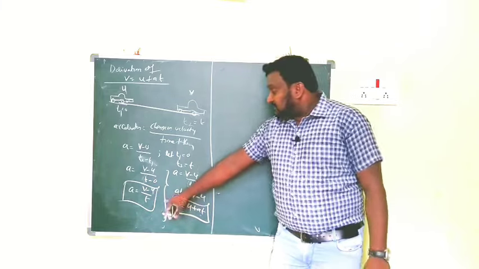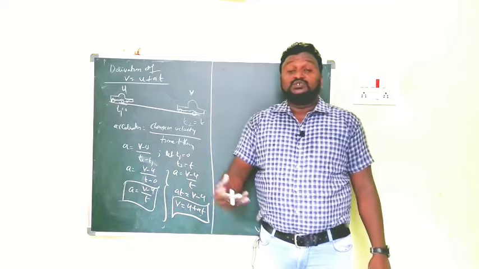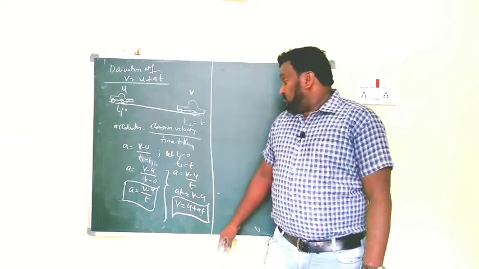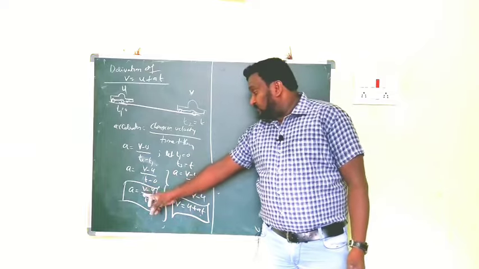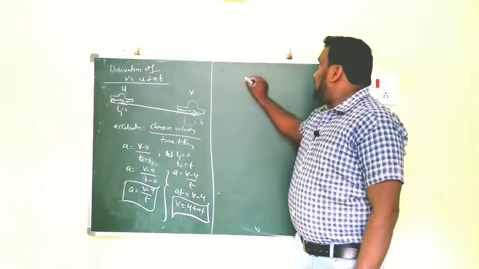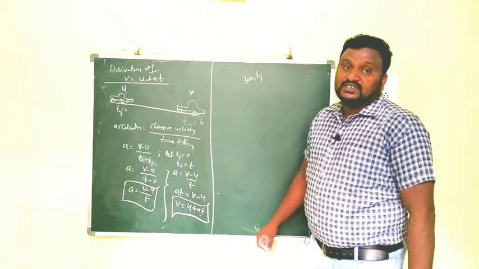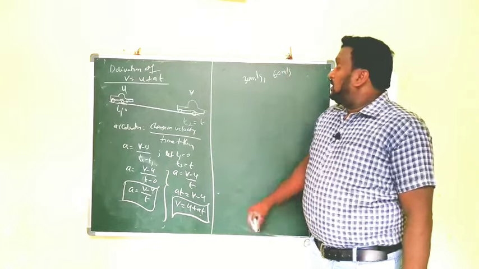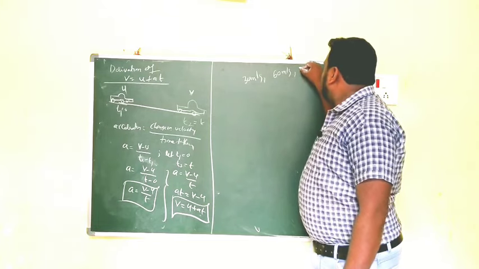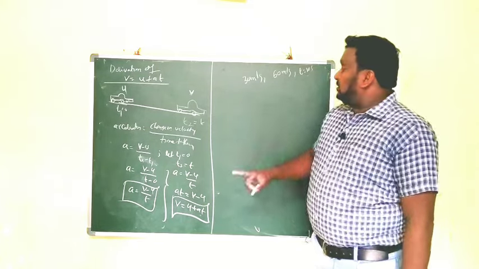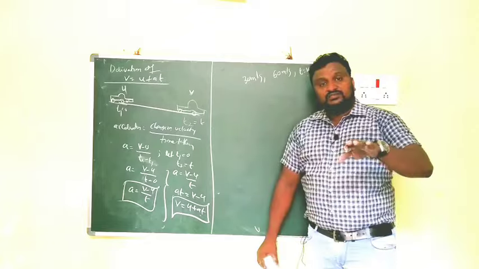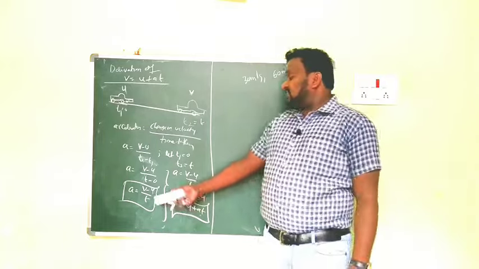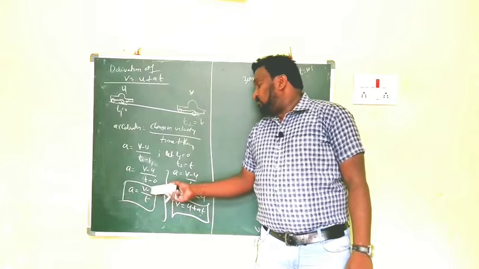Clear, children? Based on these two formulas, we have so many problems to perform. I will explain problems later. Here, for example, a is equal to (v minus u) by t. A car is initially moving with velocity 30 meter per second, and after 10 seconds, its velocity is 60 meter per second. Look here very carefully. Then find its acceleration. The formula is a is equal to (v minus u) by t.